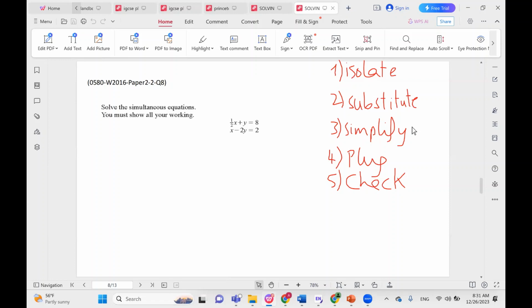Now, the easiest variable to isolate here is either this x or this y. They're both easy because they both have no numbers next to them. It's up to you which one you want to use. I'm just going to use the x. So we're going to rewrite the equation as x equals 2y plus 2. I isolated the x in the second equation. So we're done with isolating.